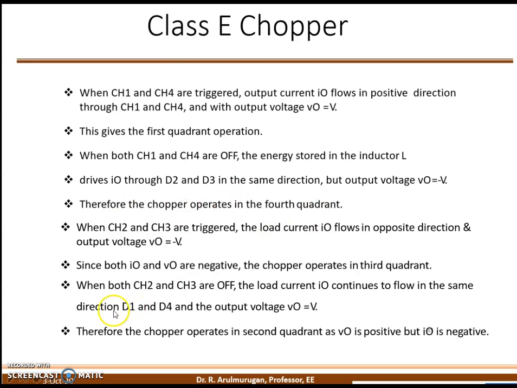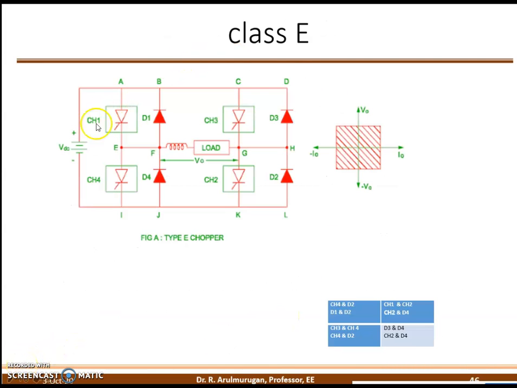Next we'll go ahead with the class E chopper. Class E chopper is very simple. This is the diagram of the class E chopper. The first point you say is that it operates in 4 quadrants. Second point, what are the 4 quadrants? Forward motoring, forward braking, reverse motoring, and reverse braking. That's all. This is the second point.